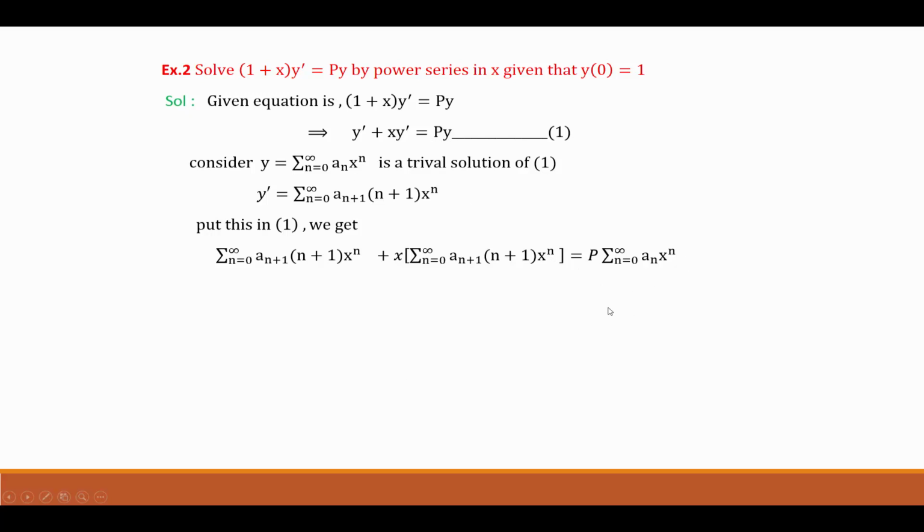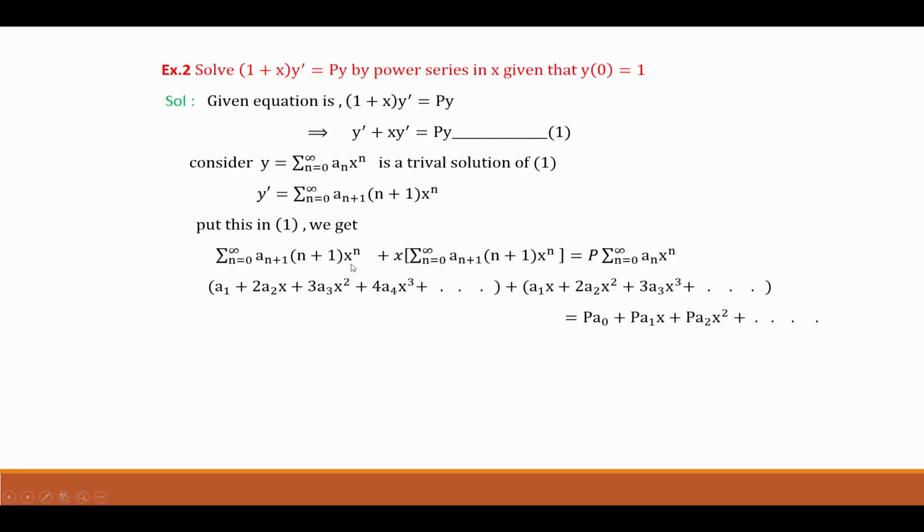n varies from 0 to infinity. Write down its expansion: a1 plus 2a2x plus 3a3x cube plus 4a4x raised to 4 plus dot dot dot, plus multiplied by x, and in this expansion we get a1x plus 2a2x square plus 3a3x cube plus dot dot dot, equal to the right hand side, which is p, and its expansion is p into a0 plus p into a1x plus p into a2x square plus dot dot dot.